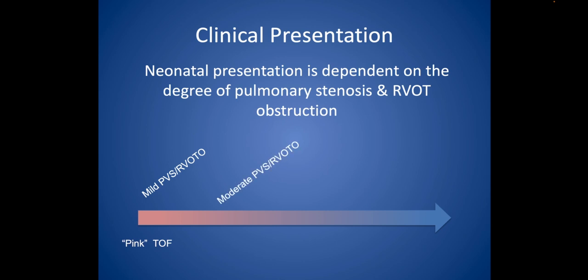Sometimes this is coined a pink tet, and this is exactly what that physiology would be like. As you start to talk about moderate RVOT obstruction to severe pulmonary valve stenosis and RVOT obstruction, these are the patients that you really do need to watch out for acute obstruction, cyanosis, and spelling tet. And then on the far end of the spectrum, if you have complete pulmonary stenosis or pulmonary atresia, these would be patients that are completely ductal dependent early on in life, as there's no other source of pulmonary blood flow other than the duct itself.